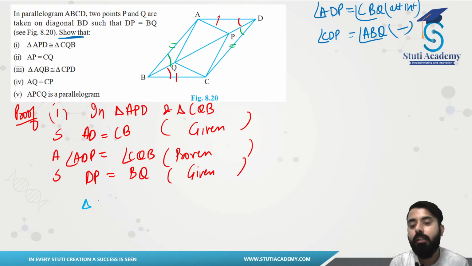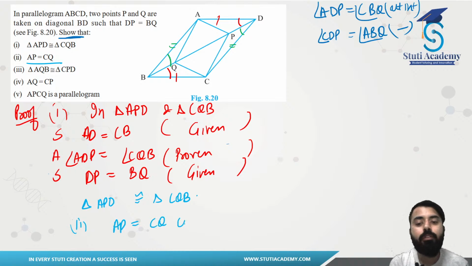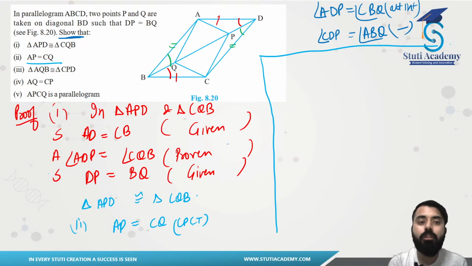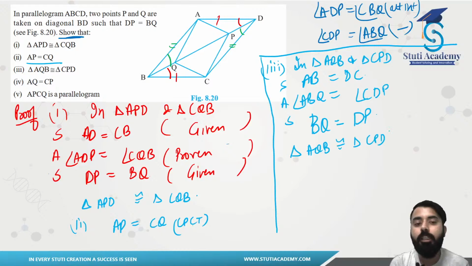I can say side angle side, triangle APD is congruent to triangle CQB, and we have to prove what? We have to prove AP is equal to CQ. I can say second part, AP is equal to CQ, CPCT, right? So AP is equal to CQ, that is CPCT. Now let's move forward and see what else we can do here. Now for the third proof, we need to take triangles, and you can easily say that AQ is equal to CP.